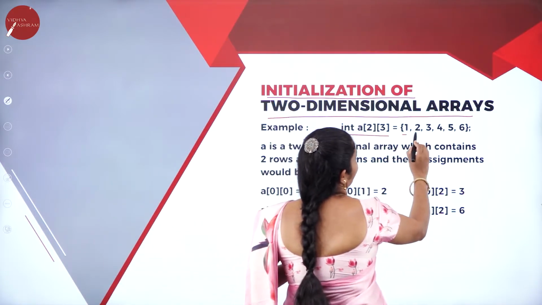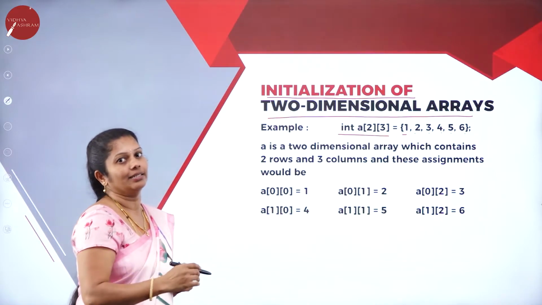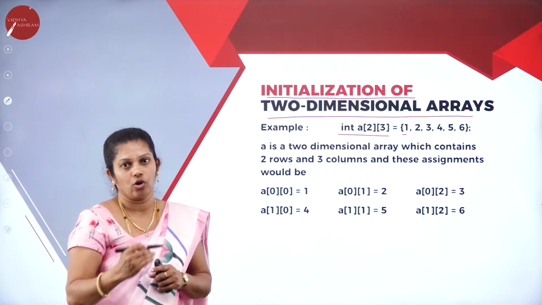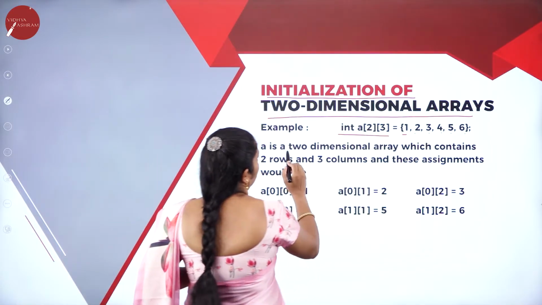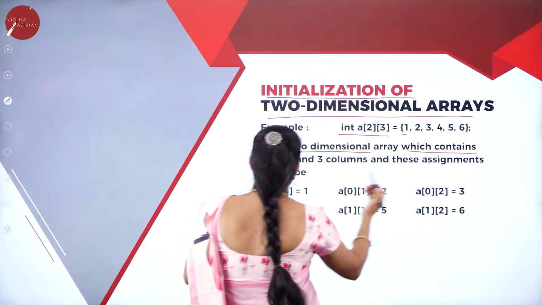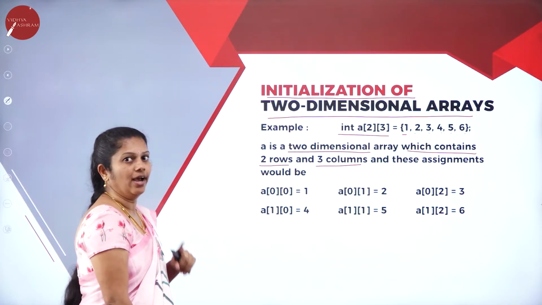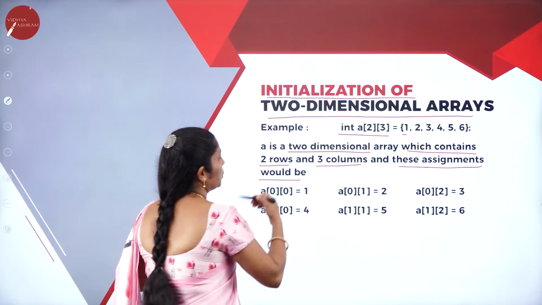Here first one, second one, third, fourth, fifth, sixth element. Then how exactly the elements will be stored depends upon the total number of rows as well as columns, and depending upon that position also. A is a two-dimensional array which can store 2 rows and 3 columns here. 2 rows we have as well as 3 columns, and this assignment could be used here.